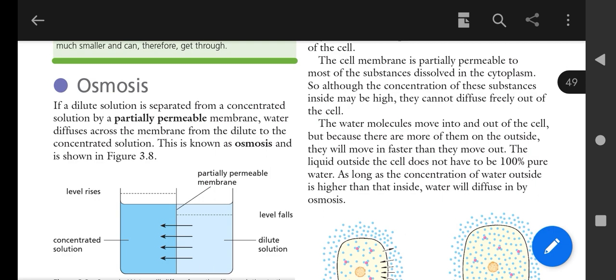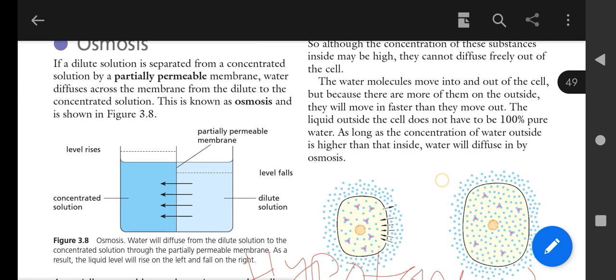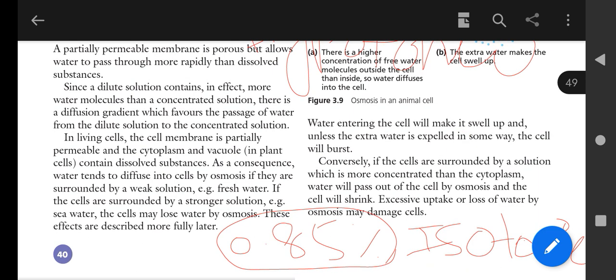So the liquid outside the cell does not have to be 100% pure, as long as the concentration of water outside is higher. The cell becomes swollen, and finally, if it is an animal cell, it may burst because it is not surrounded by a very strong cell wall, which is present in the plant cell, not in the animal cell. So if we place an animal cell into a hypotonic environment, the cell will swell up and finally burst.